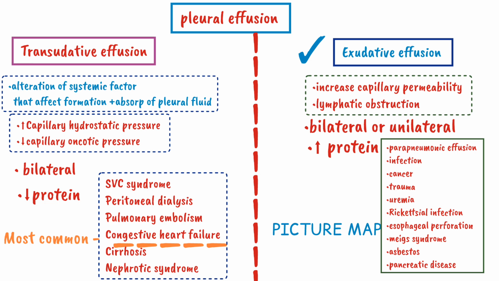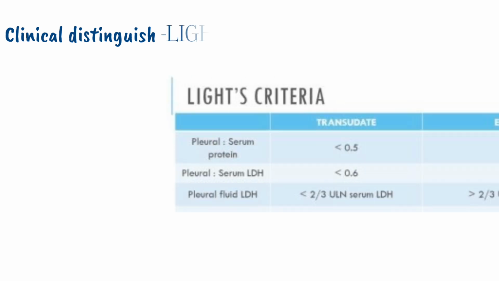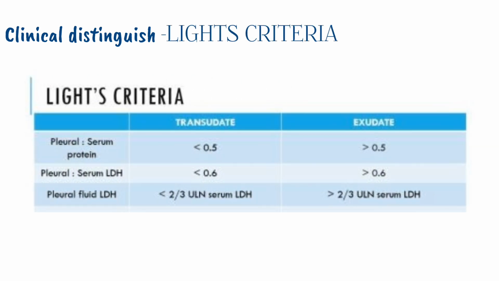Now a question arises: how will we differentiate the pleural effusions clinically? To distinguish transudative effusion from exudative effusion clinically, we use Light's criteria. Light's criteria is specifically used to know the cause of pleural effusion. Light's criteria consists of three parameters: the pleural fluid protein to serum protein ratio, the pleural fluid LDH to serum LDH ratio, and the pleural LDH.